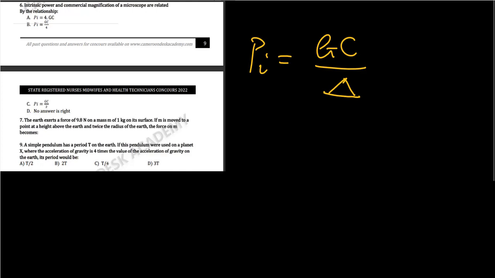So the expression of the intrinsic power PI is simply given by the commercial magnification divided by the angular magnification. We call it delta. So we clearly see that none of these options here corresponds to that. So the correct option is no answer is right.